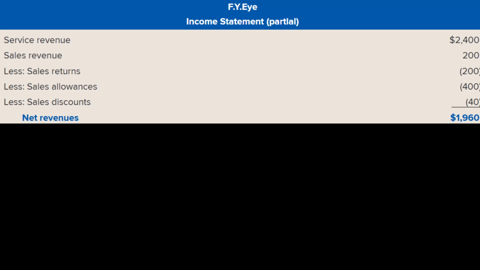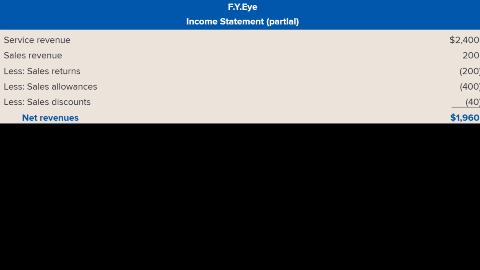So, how do all these pieces come together? We present them on the income statement to calculate our final net revenues. We start with our gross revenues from services and sales. Then, we subtract each of our contra revenue accounts. We show less sales returns of $200, less sales allowances of $400, and less sales discounts of $40. This gives us our final net revenues of $1,960. This is the true measure of the revenue generated from these transactions.